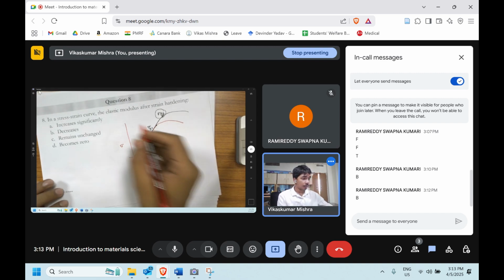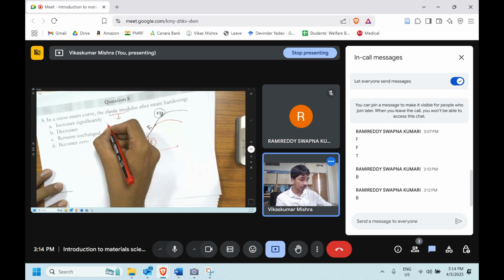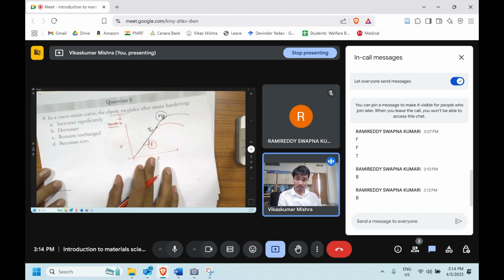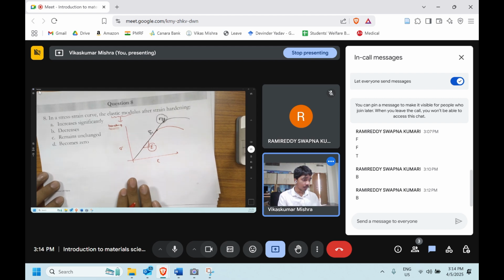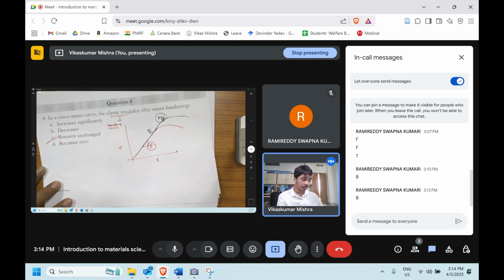Elastic modulus depends upon the bond strength of the material. It's not going to change. You created the strain in the material, but you are not changing the bond between the two atoms. So that's why it will remain unchanged. Option C is the right answer over here.